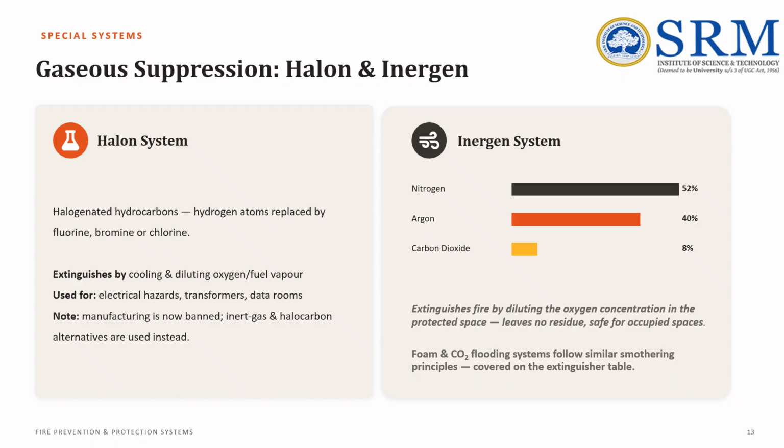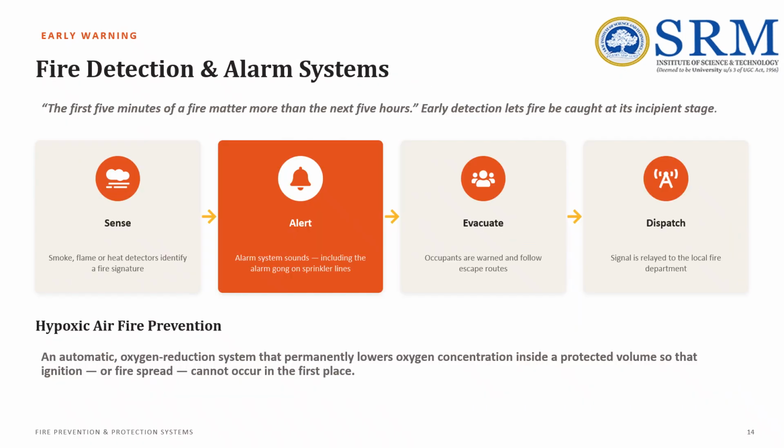Modern systems use Inergen, which contains 52% nitrogen, 40% argon, and 8% carbon dioxide. Inergen lowers the oxygen concentration enough to extinguish fire while remaining safe for people in occupied spaces. So these systems are widely used in data centers, museums, archives, and electrical control rooms.